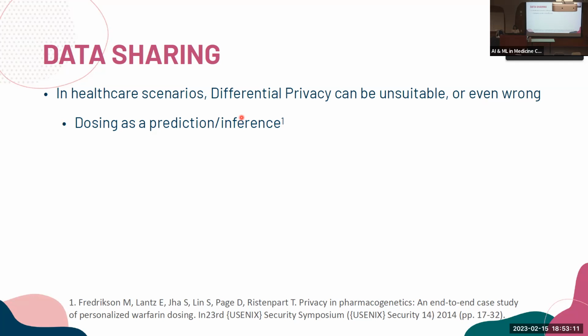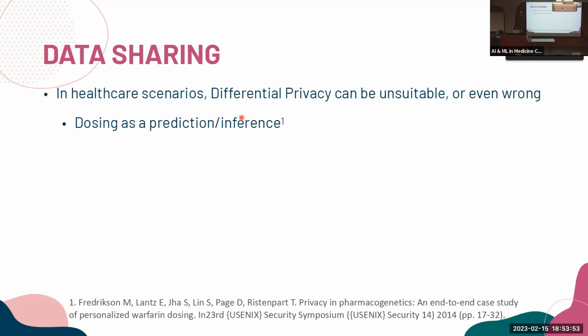Those scenarios are, for instance, when you have a method that's predicting dosing. Personalized machine learning tools in healthcare are not suitable for differential privacy. There was one particular study done where they looked at dosing of the drug warfarin, the blood thinner, and they found that adding differential privacy, even small amounts of noise, gave very unreliable dosing predictions. So you can imagine, if you were to use that for actual warfarin dosing, you could put a lot of lives at risk. So you have to be very careful what kind of scenario you're using it for.